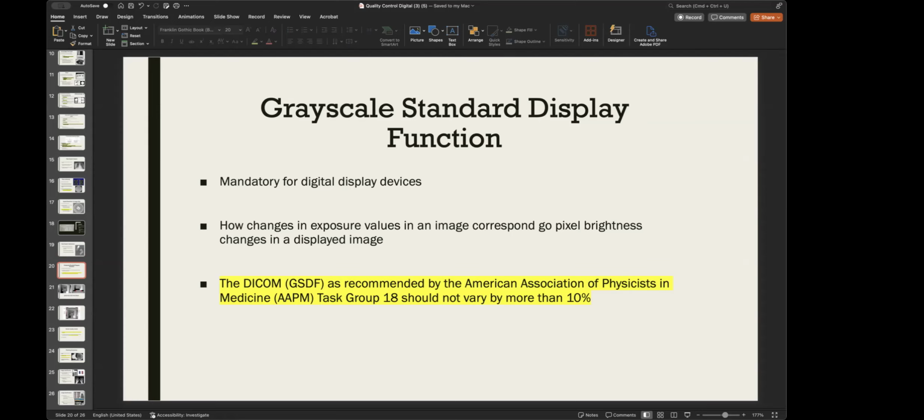A lot of these values are because in practice, most of us are not measuring this. This is measured by somebody else, probably a quality control tech, a lead tech, somebody like that. But monitors have to be measured and they should not vary more than 10%.